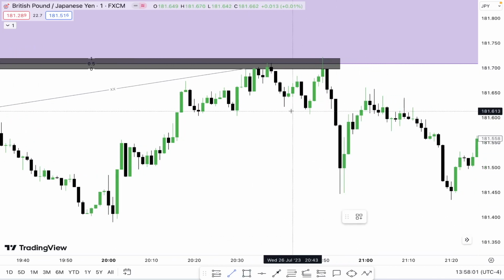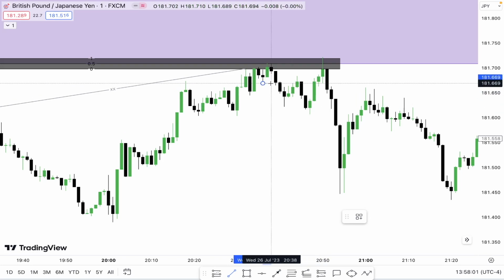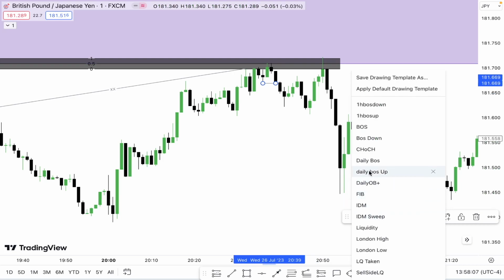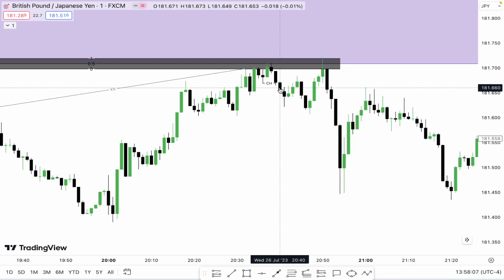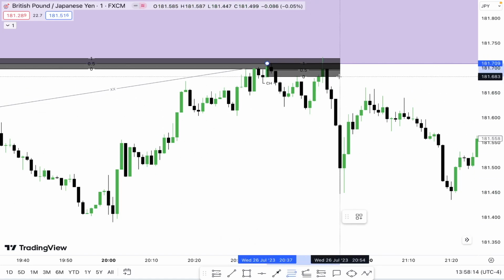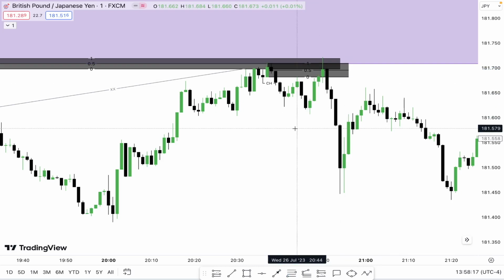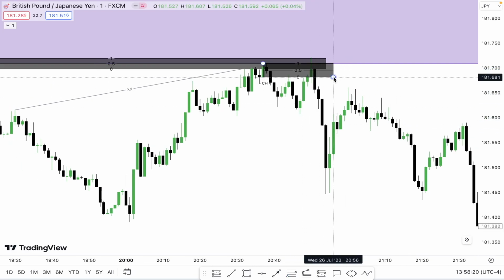And then my second position again. Change of character here again. Another change of character. This high pushed this change of character. So then I just did the same thing again. So now I marked this right here. So this is my 50% fib level.